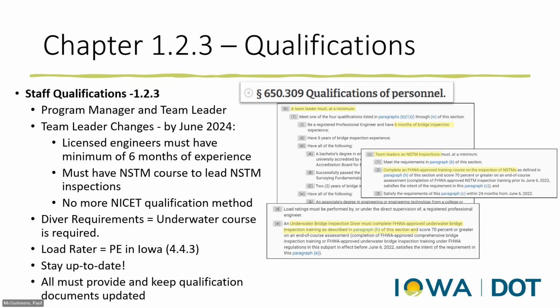To be a team leader, there are multiple avenues. Years of experience are going to vary based on your education. For example, if you have a PE, you can be a team leader with only 6 months of bridge inspection experience. If you don't have a college degree, you're going to need 5 years of experience. Similar to program manager, all team leaders do require an FHWA approved bridge inspection training course. Take it and pass the exam, followed up by refresher training every 5 years.